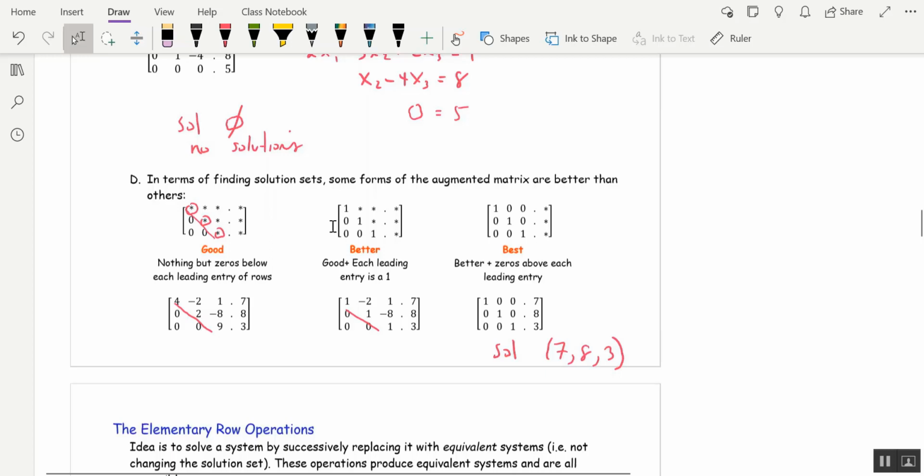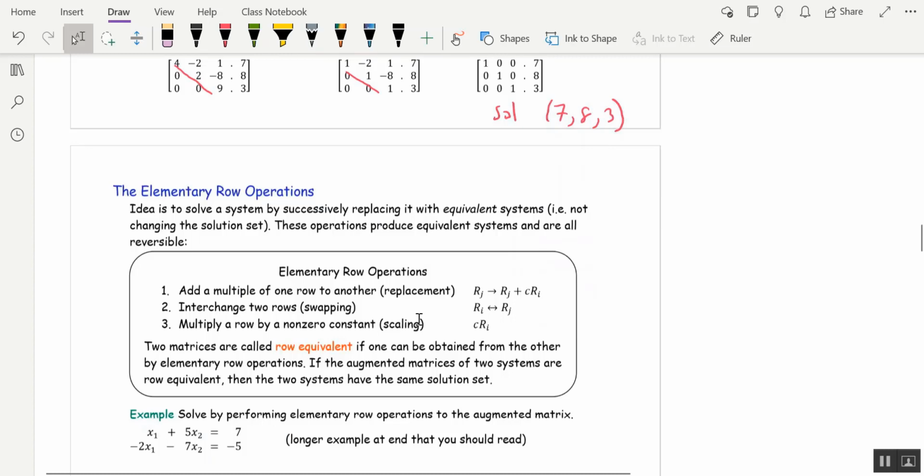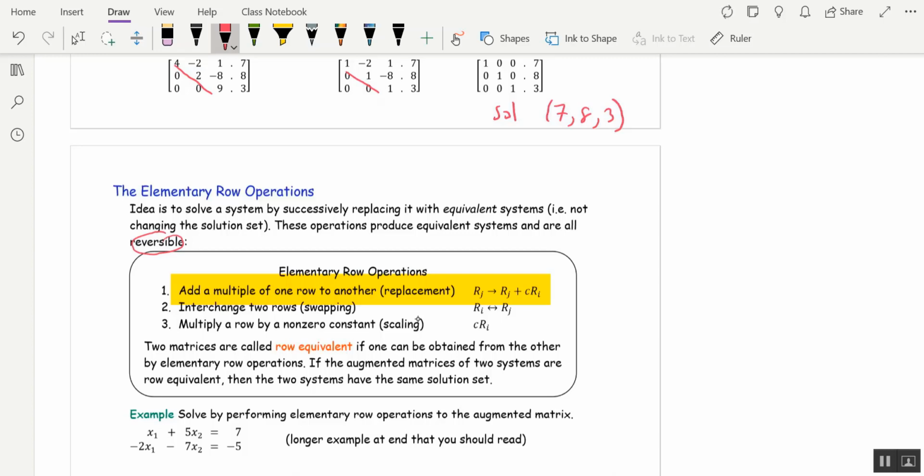So how do we get from good to better to best? We do elementary row operations. So these are the 3 things I mentioned on the first page that you're allowed to do to a linear system. These are reversible operations. You can always undo what you did. So the first one's called row replacement. You add a multiple of one row to another, and the notation for that is take row j and replace it with row j plus some multiple of row i. Swap two rows, just ri double arrow rj, or multiply any row by a non-zero constant. And two matrices are called row equivalent if you can go from one to the other by doing these elementary row operations.